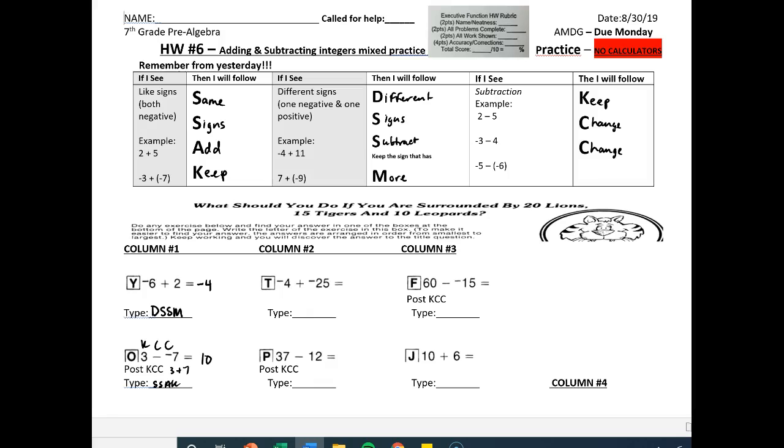Welcome to homework number 6, adding and subtracting integers mixed practice. Please use this if you're absent or just need a refresher on how to add and subtract integers. So remember all of our rules now combined together.